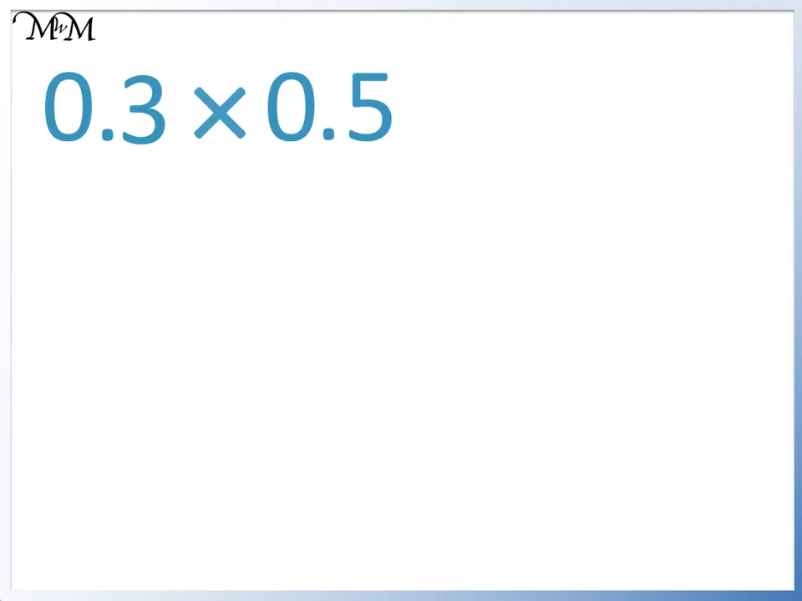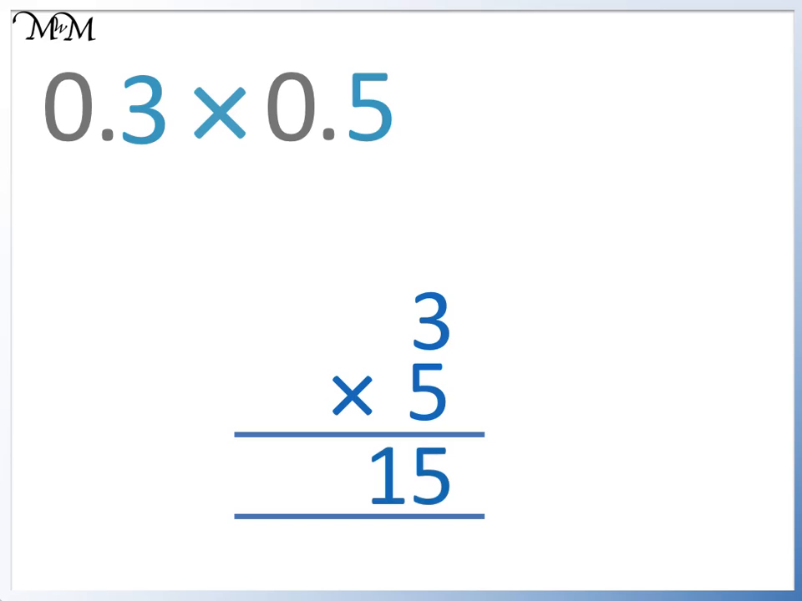Here we have 0.3 times 0.5. We think of 0.3 as 3 and 0.5 as 5. 3 times 5 equals 15. We put in our decimal point after 15, ready to move it. We moved this decimal point once to get to the end, and we moved this decimal point once to get to the end. This is 2 jumps. We need to divide by 10 twice to get our answer.